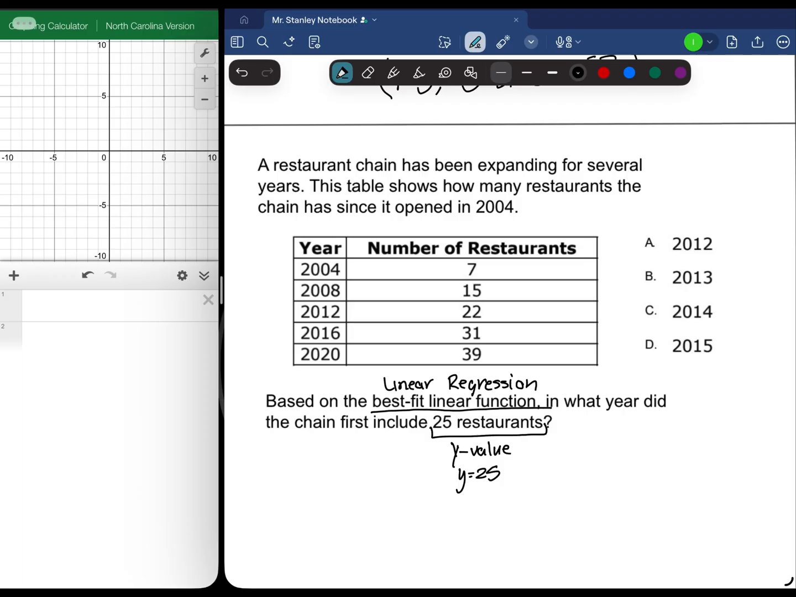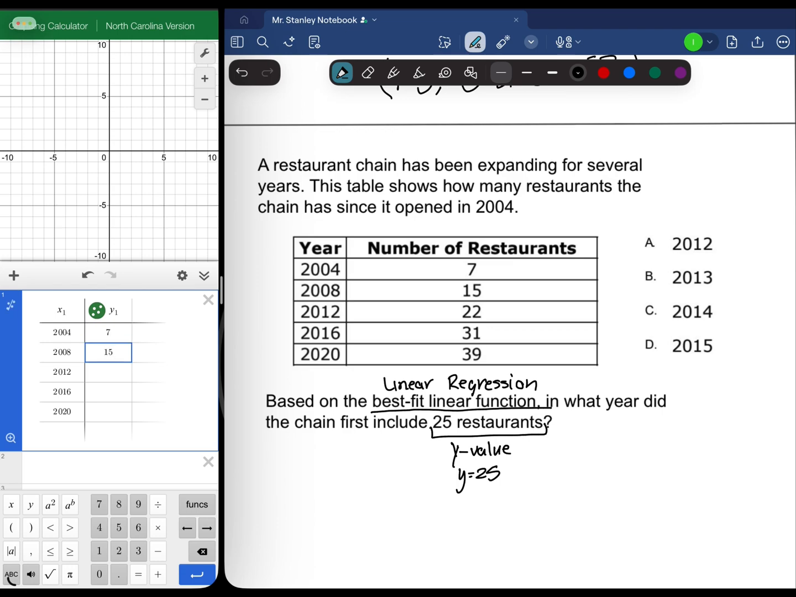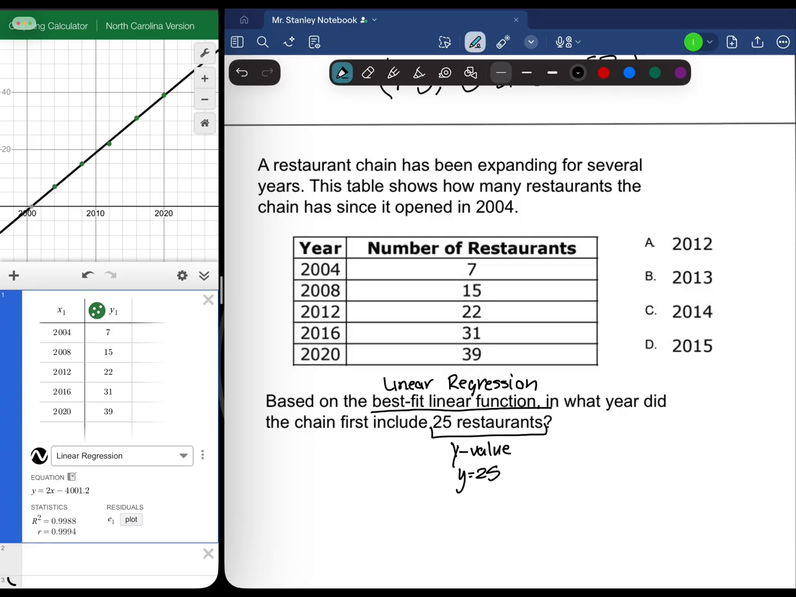So let's go ahead and put our points in there. So plus sign, table, we got 2004, 2008, 2012, 2016, and then we got 2020. Then we got 7, 15, 22, 31, 39. Then we hit our zoom to fit to get our points in the window. Then we drop down, hit regression. Linear is the first one, so we don't have to change anything.